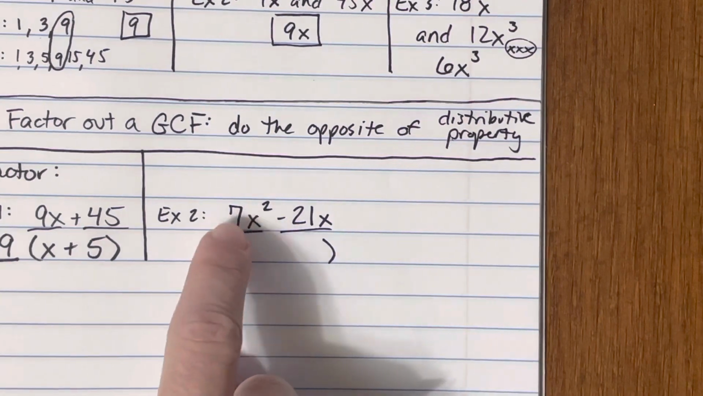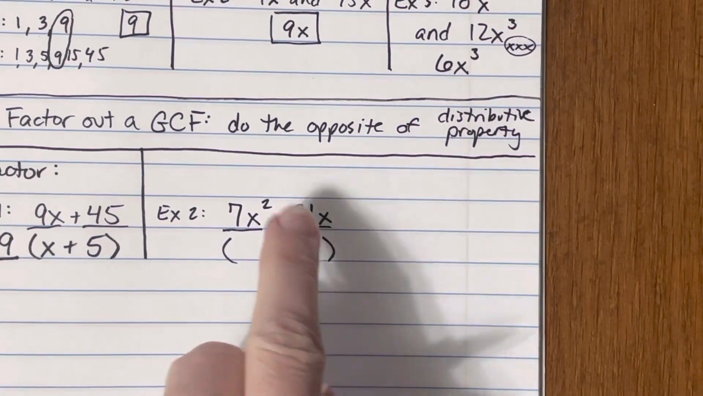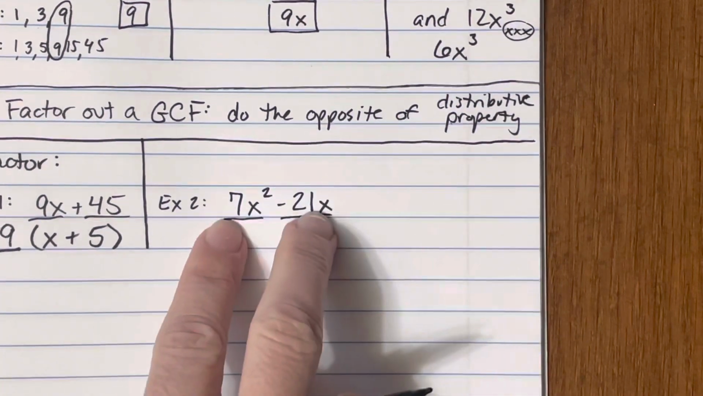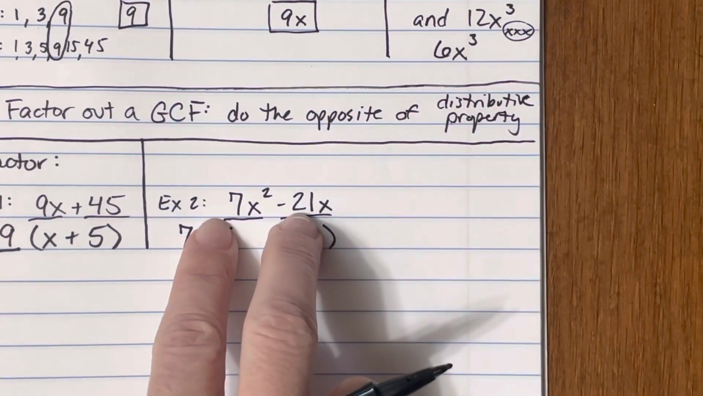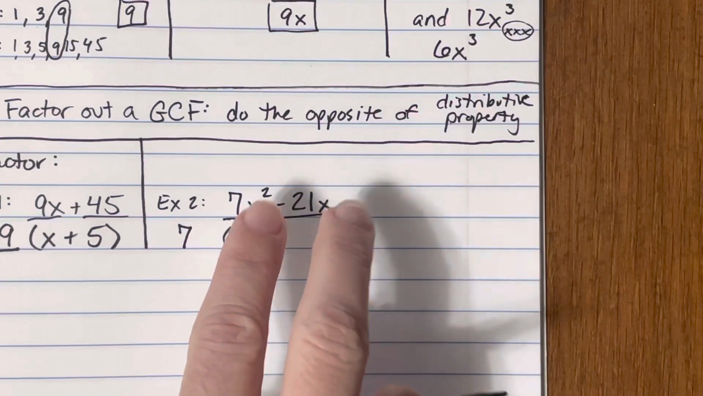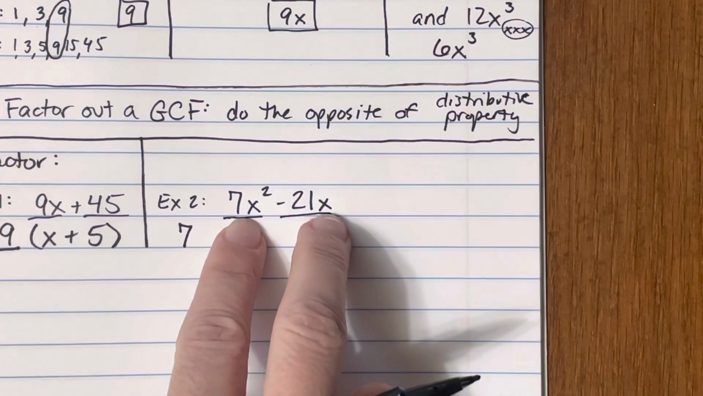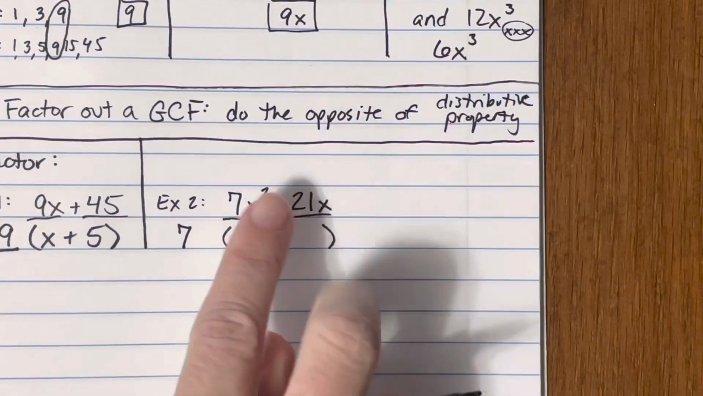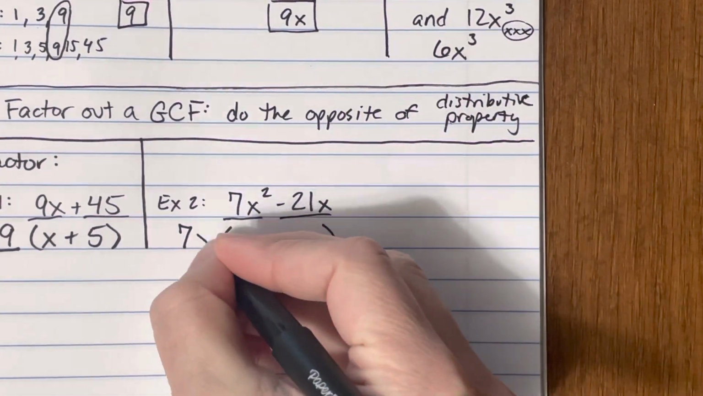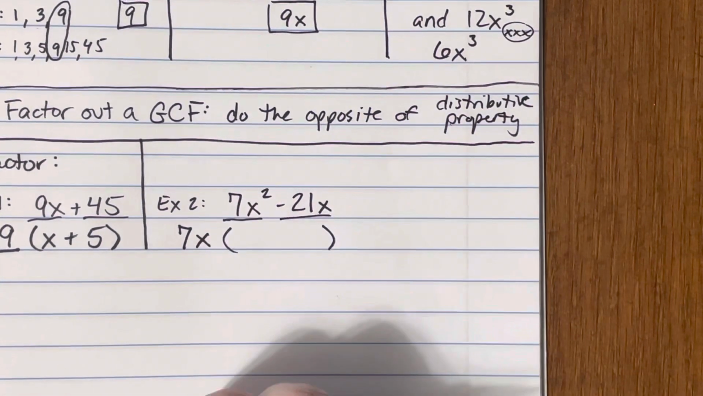Well, 7's only factors are 1 and 7. 21 can be 3 times 7. So the thing that they have in common is 7. I'm going to write that outside. That's what they have in common, the numbers. All right, let's look at the x squared and the x now. What do they have in common? Well, this has 2 x's, this has 1, so they have 1 x in common. So x is also going to go outside because they have that in common.